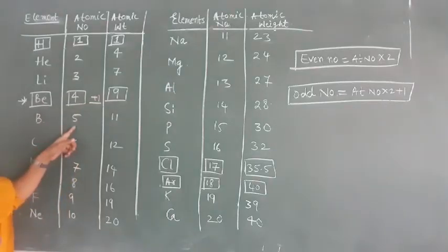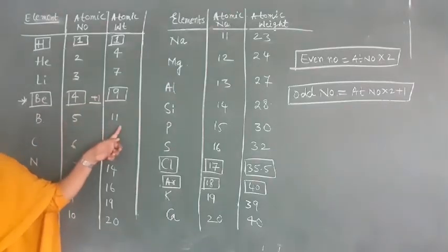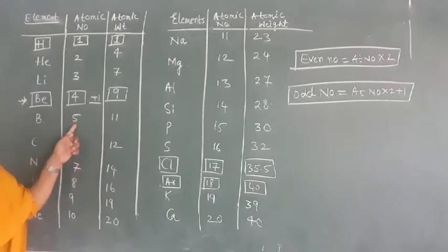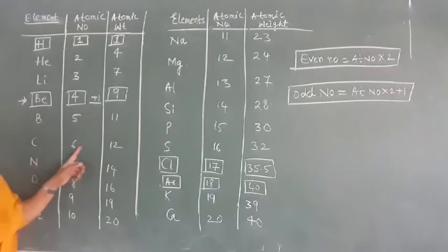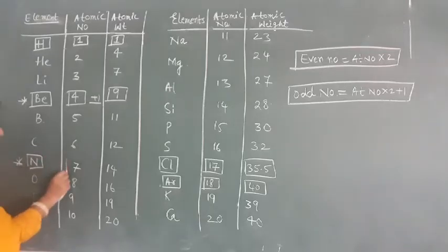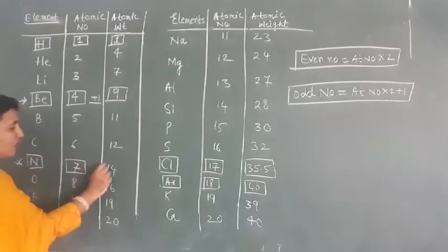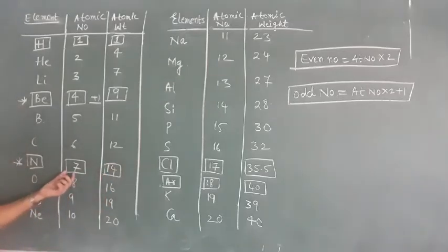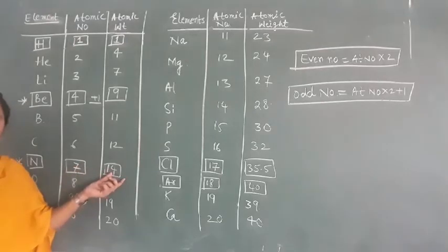Boron is 5, 5 2s are 10, plus 1, 11. Boron is an odd number. Carbon is 6, an even number, just double it, 12. Nitrogen is 7, and nitrogen is also an exception. Nitrogen 7 is an odd number, but here we should not add plus 1. 7 2s are 14, just double it.